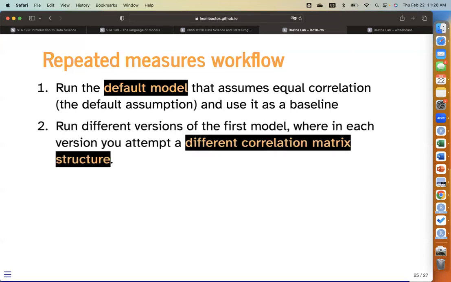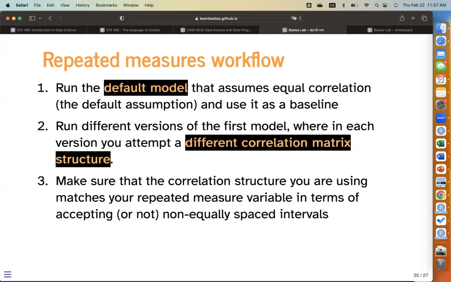And now we start taking that model and allowing it to use a different correlation structure, one option at a time. We take that default model where we're not changing the correlation, we run it, and then we copy and paste it. Now we allow it to change to the compound symmetry correlation structure. Then we run another one and allow it to change to the general one, and then the AR one, and so on. So we're creating a whole bunch of versions of a very similar model, where the only difference is the correlation structure that we're allowing it to use.